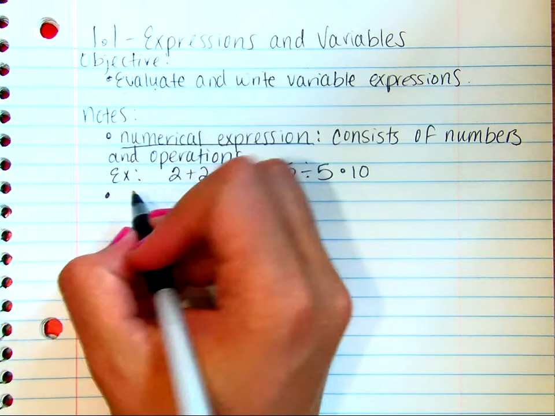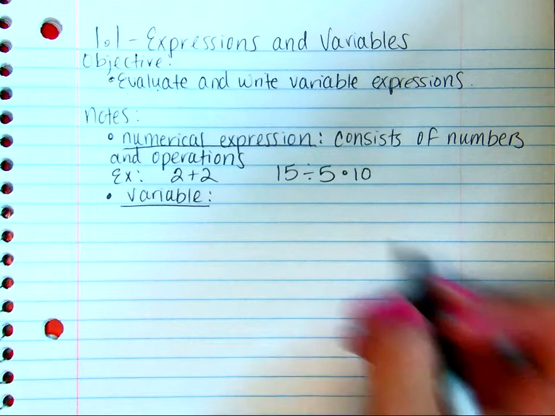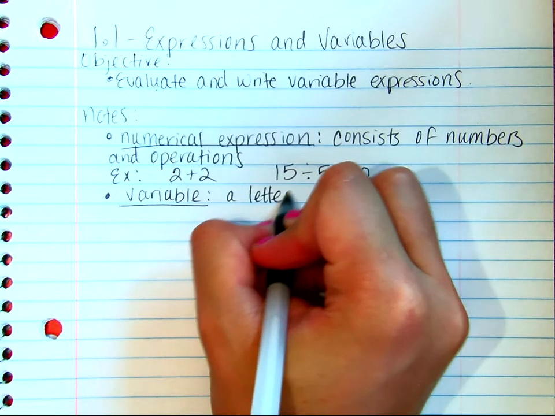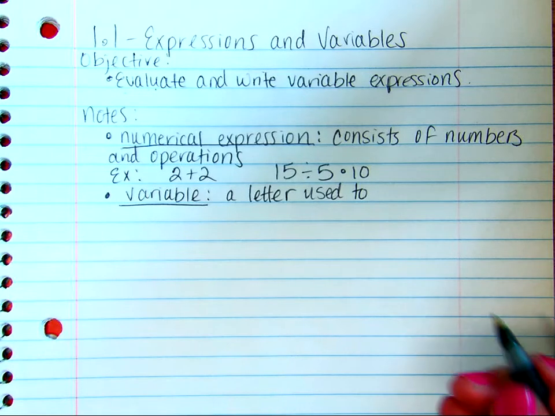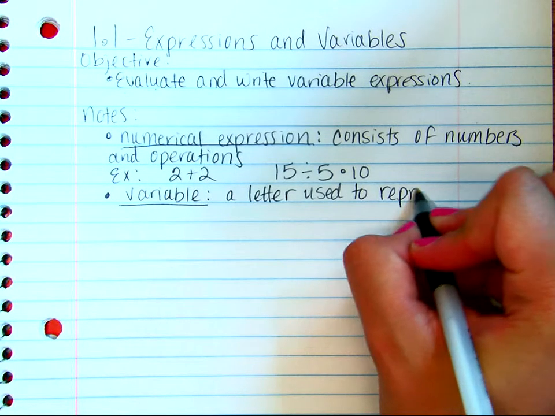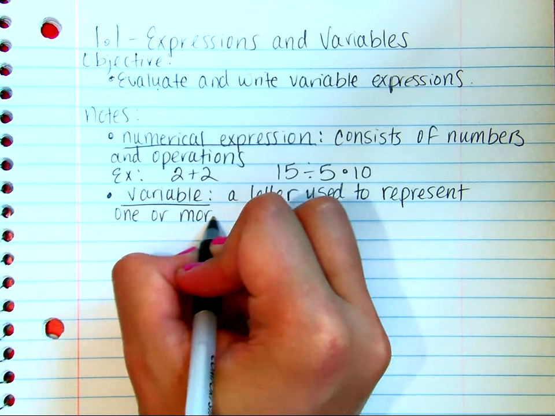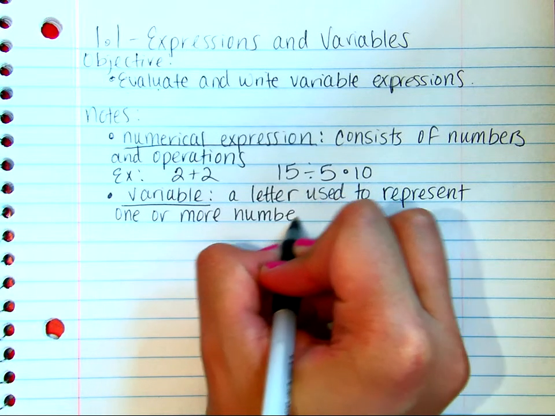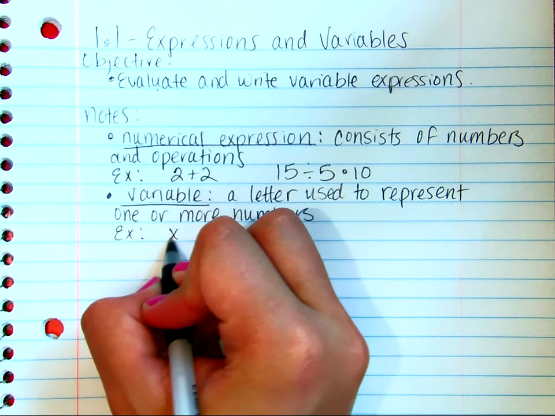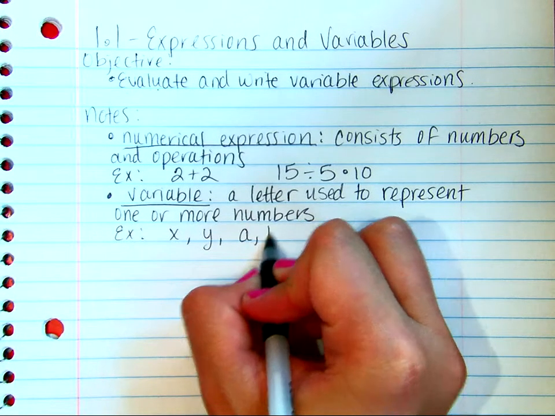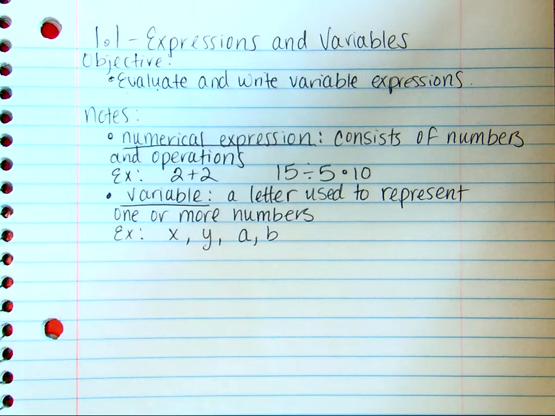So our next definition is a variable, which I'm sure you all have heard of. A variable is a letter, or any symbol really, used to represent one or more numbers. So some common ones are X, Y, A, B. Those are some common variables. Really, you can use any letter or symbol.